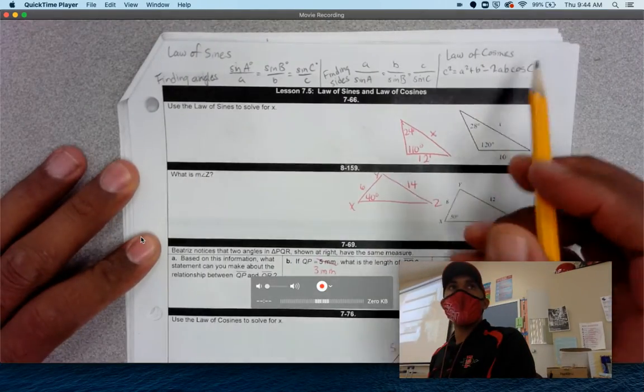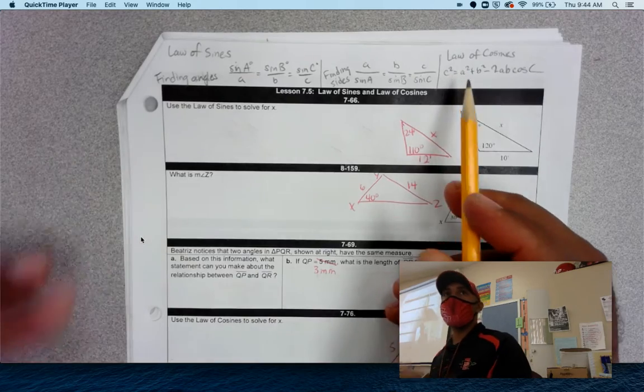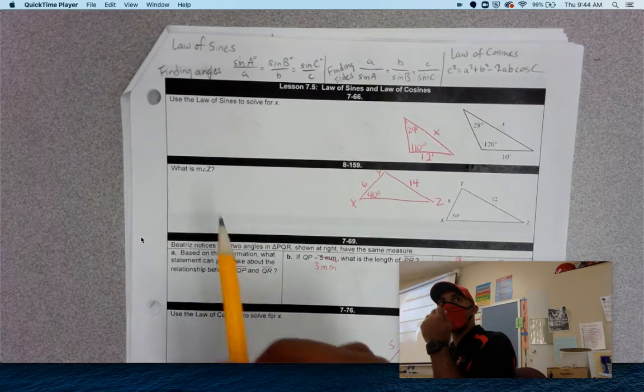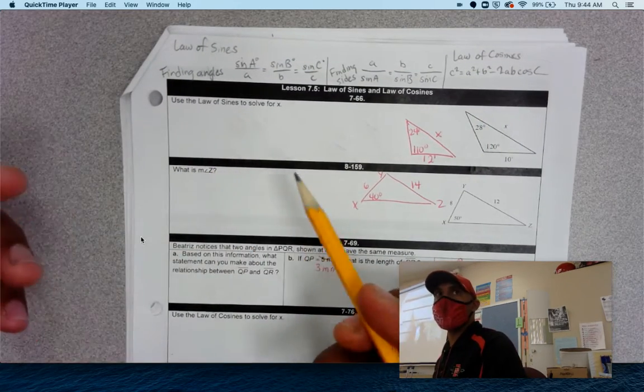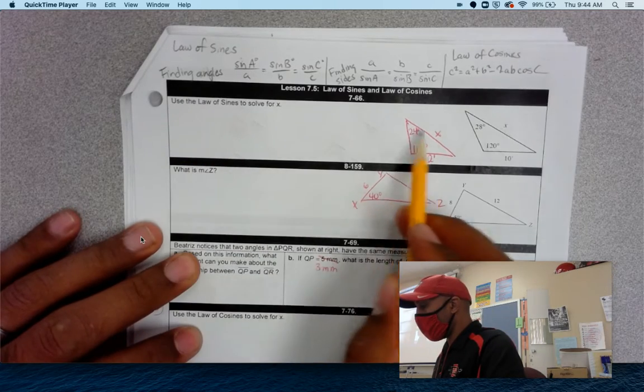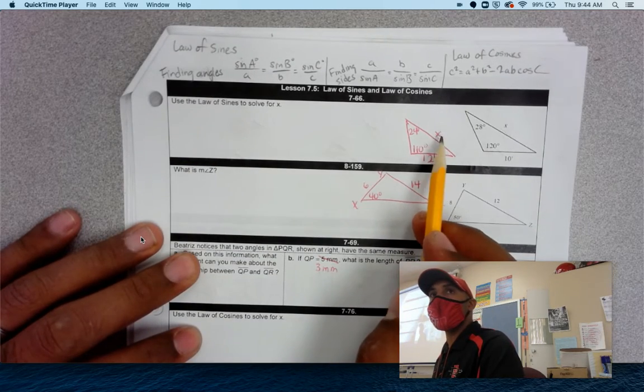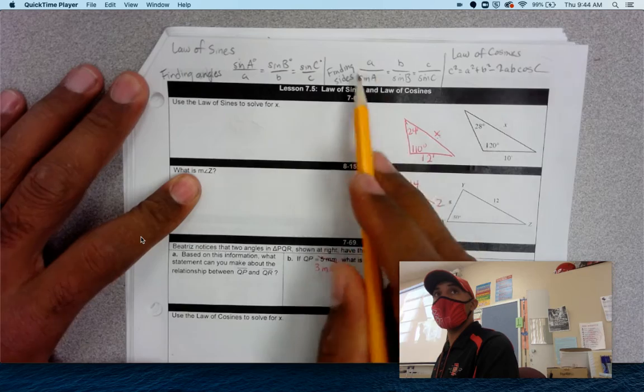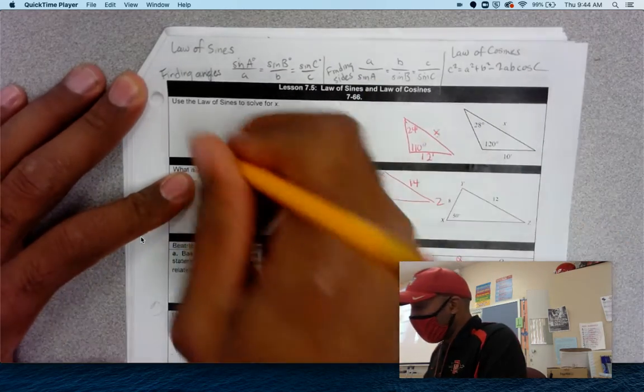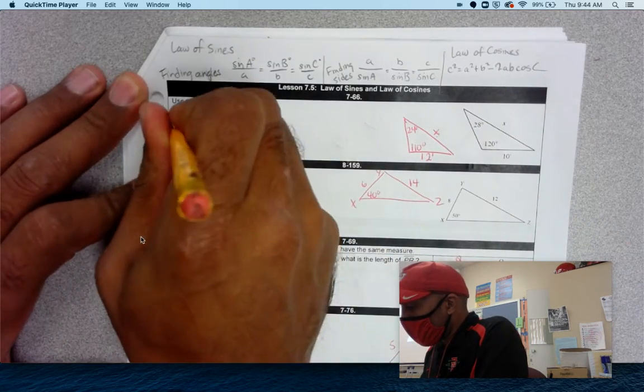Okay, so now we've got all the different methods that we're going to use, law of sines and law of cosines. Okay, so first, this tells us that we're going to use law of sines. So let's look at what we're looking for. We're looking for x. And notice how x is a side, right? So that means we're going to set it up with the sides on the top. So I put x on top.